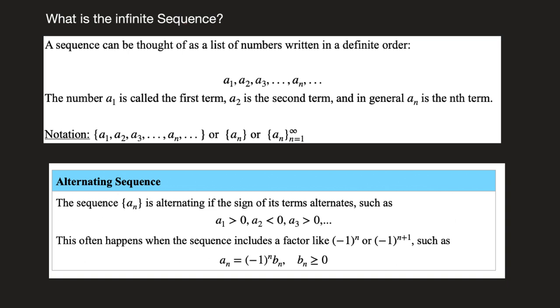Let us start with the definition of a sequence. We call it a sequence or infinite sequence. What does a sequence mean, guys? Look at this definition right here. A sequence is a list of numbers written in a definite order.